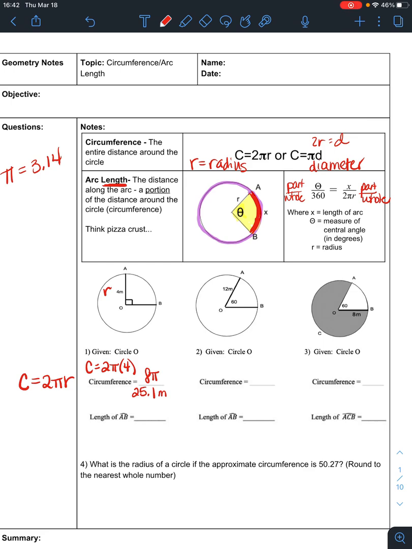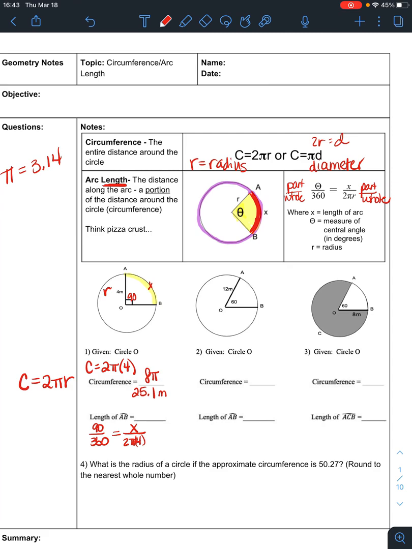Now, if I want to know just the length of AB, so I just want to know how far this much of it is. Well, if you look at that, that's 90 degrees. That's 1/4 of the circle. So let's use the formula first. It's 90 degrees out of 360 degrees, and that equals x, which is what I'm looking for, over 2 times pi times the radius, which was 4.